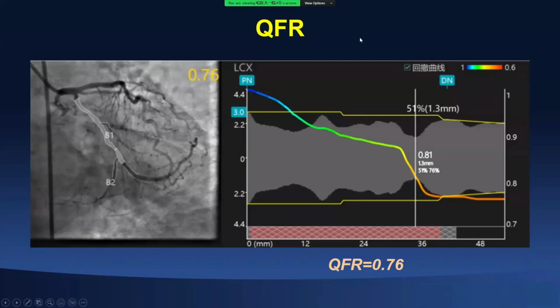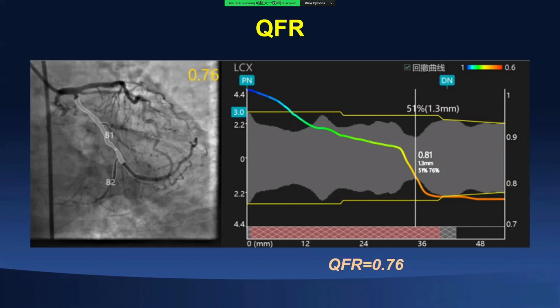The QFR today of the LCX is 0.76. QFR is quantitative flow ratio, which uses the coronary angiogram to assess the function of the circumflex, and we can see 0.75 is the boundary. So I think today's target vessel should be the RCA.